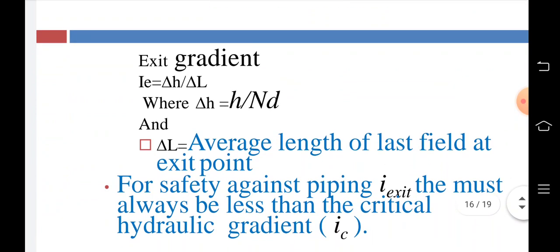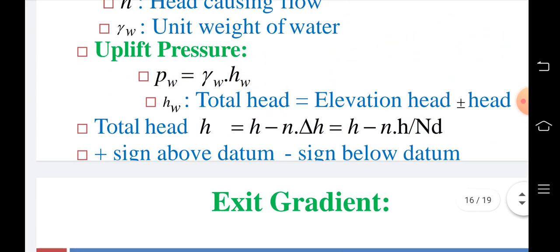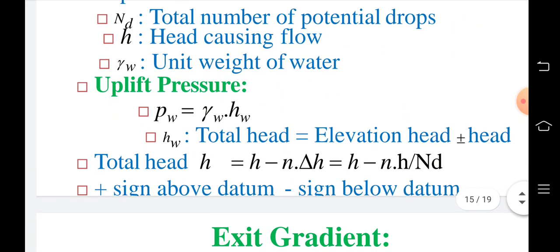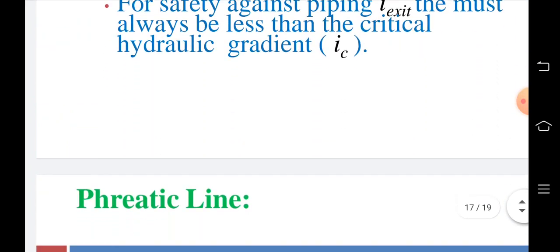Last one is the exit gradient. This exit gradient, iE, is equal to delta H upon delta L. So delta H is the same, n H upon Nd. This H is the total head, the head which is causing flow, and Nd is the total number of potential drops.